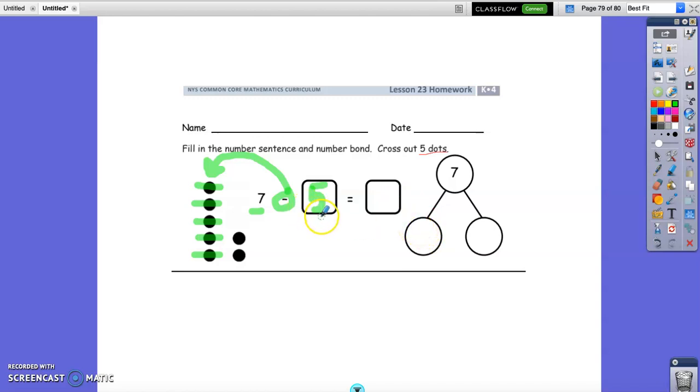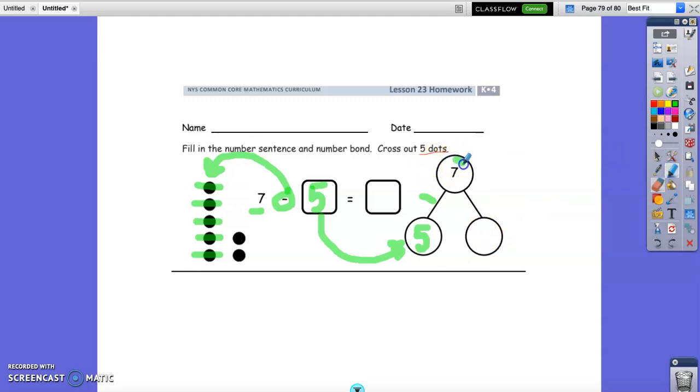So we know that 5 is one of our parts. 7 is our whole. So we know that 5 is one of our parts. So we're going to do what? Subtract. If we know the whole number and a part, we're always going to subtract to find the other part. Whole minus part equals part. Whole minus part equals part. So we need to get these 2 numbers to equal 7. So we need to find out our missing number.